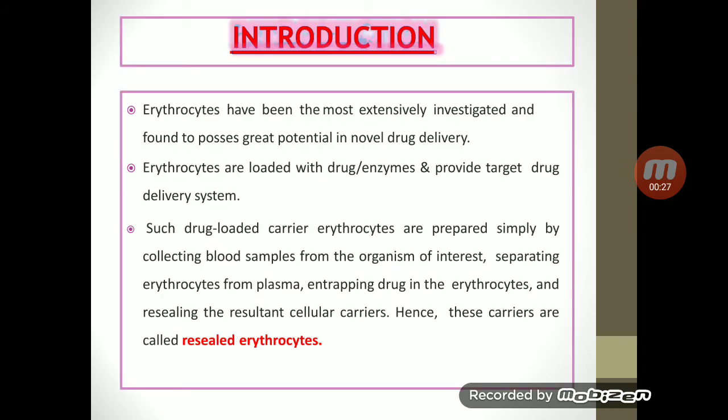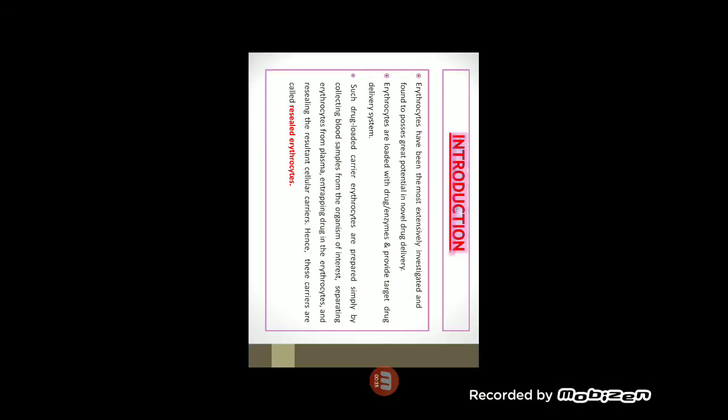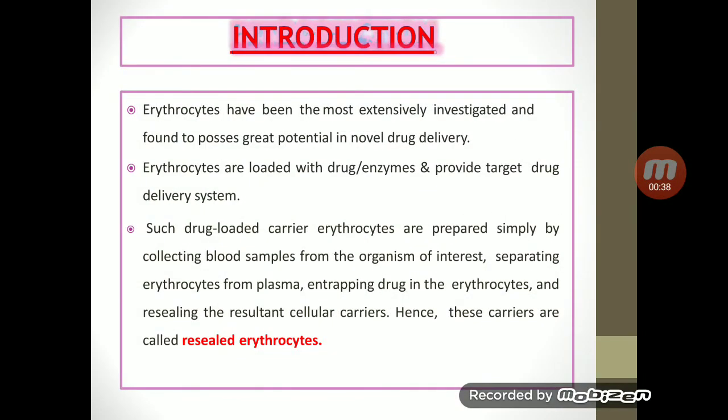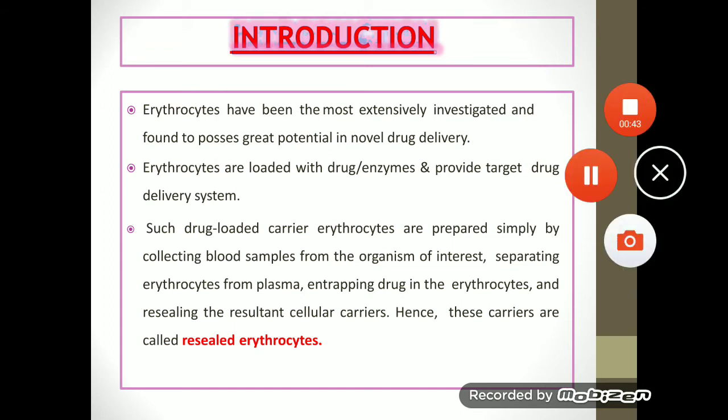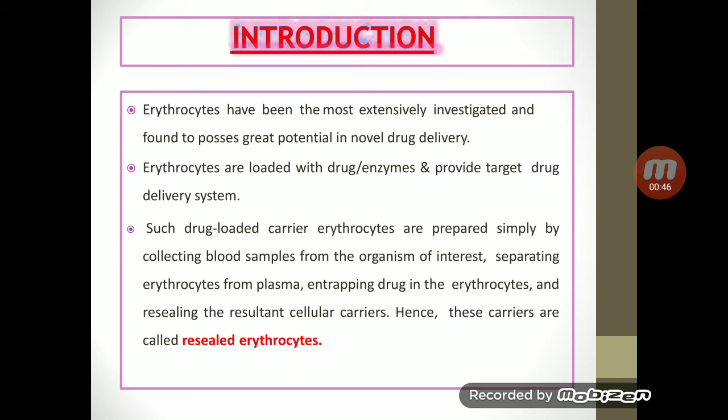So what is erythrocytes? It is most extensively investigated and found to possess great potential in novel drug delivery systems. It can be loaded with drugs and enzymes and provide targeting. Such a system we can prepare simply by separating.